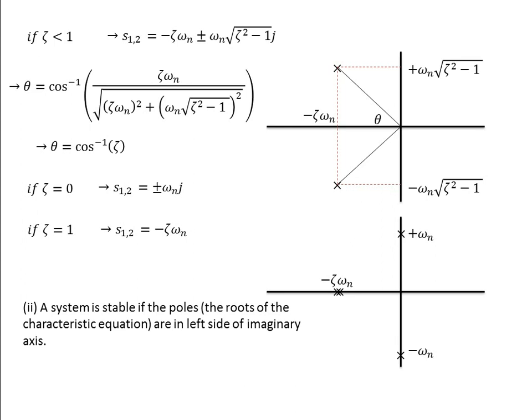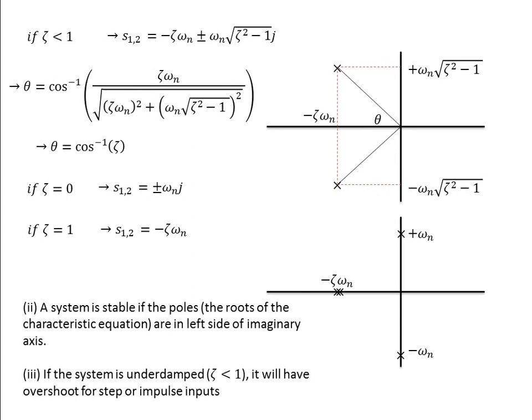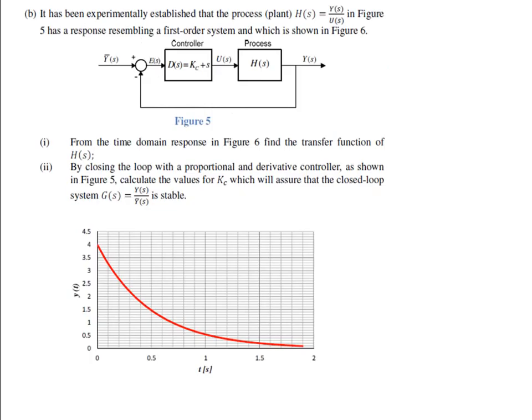For the second part, we're looking for which case the system is stable. The system is always stable because we have minus zeta omega n as a real part, and since zeta is positive, omega n is positive, so minus zeta omega n is always negative, and we always have a stable system. And the third one is asking for which condition we have overshoot in the response. We have overshoot in the response if our system is underdamped, or if the damping ratio is less than 1.